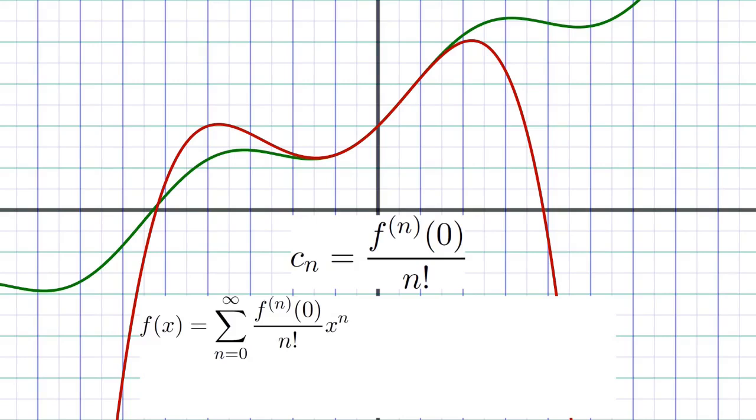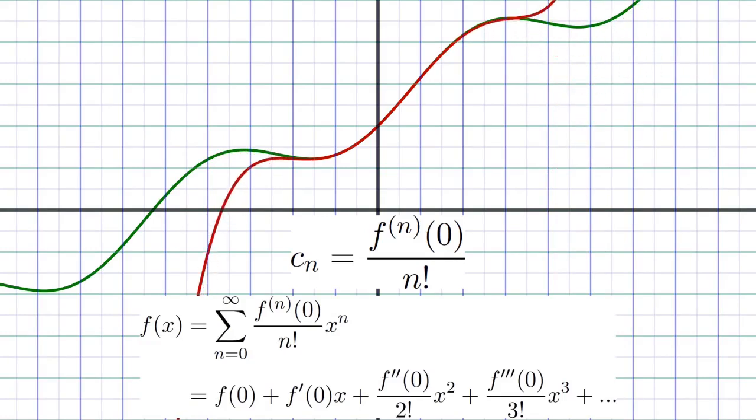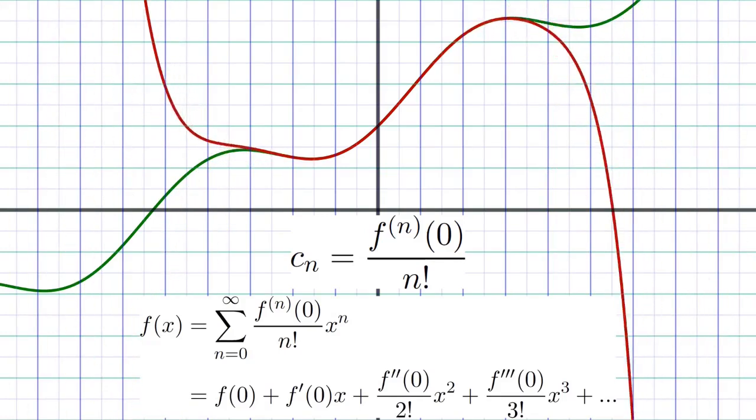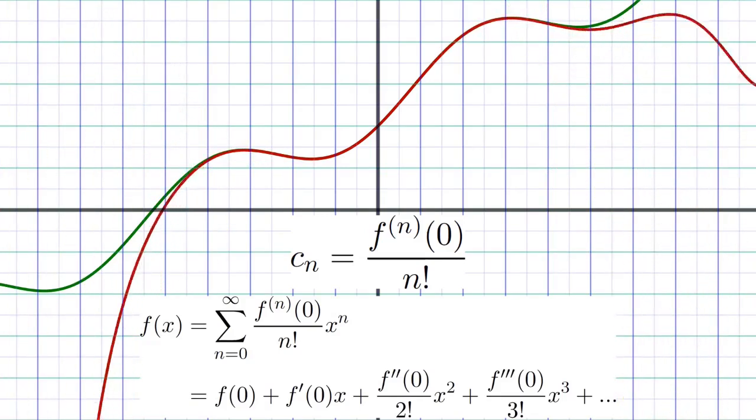f of x equals the sum, from n equals 0 to infinity, of the nth derivative of f at 0 divided by n factorial times x to the power n, which, when written out term by term, is f of 0 plus f prime of 0 x plus f double prime of 0 over 2 factorial times x squared plus f triple prime of 0 over 3 factorial times x cubed, and so on. This series is called a Taylor series. Basically, it means the same thing as power series representation.